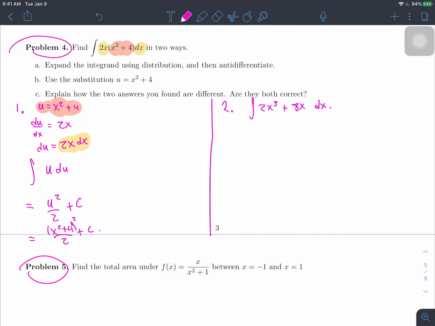Okay, and now all we have to do is find an antiderivative for each of these pieces and then add c and we're done. So 2x cubed, we'll raise the power from 3 to 4 and we'll divide by the new power. We'll get x to the 4th over 4 plus, let's see here, 8x is going to become, we'll raise the power from 1 to 2 and divide by the new power. So 8x is going to become 4x squared. And then we'll add c.